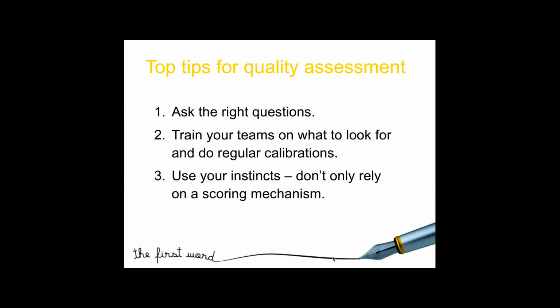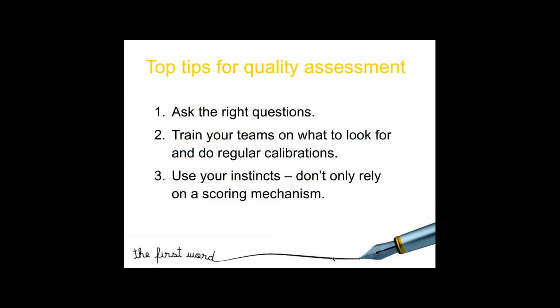First one is ask the right questions, as we've just done. And you're welcome to get in touch with us if you're not sure whether you are asking the right questions. Number 2 is train your teams on what to look for and do regular calibrations. You can have the best quality assessment in the world, but if you give it to someone who has their own very set opinions about something, they will judge your emails and live chats based on what they think is right, not what's written down in front of them. So make sure that they understand what to look for. And it's not always easy, as we've seen with things like active writing and empathy. Don't just give people a quality assessment and expect them to be able to just do it.